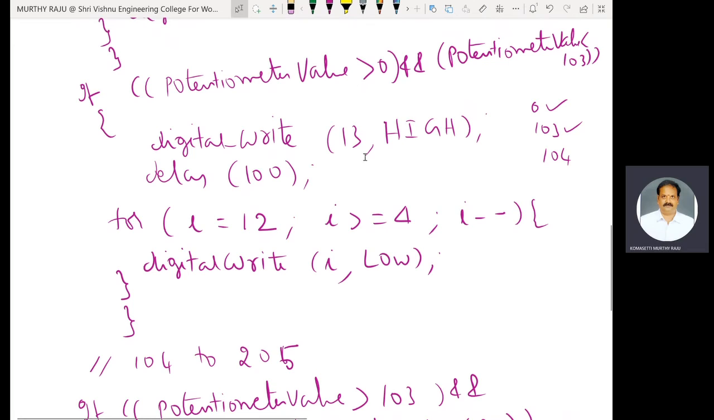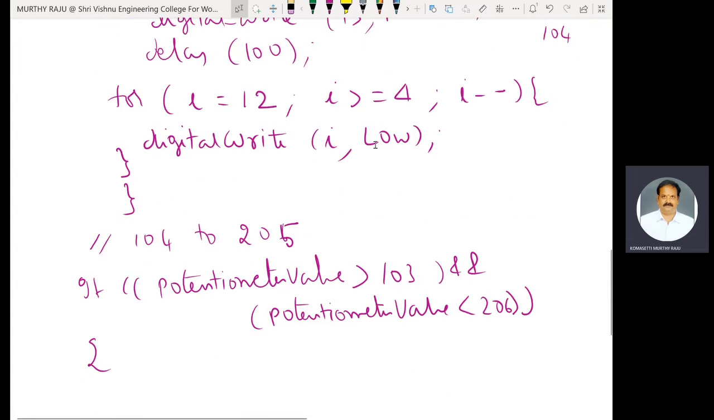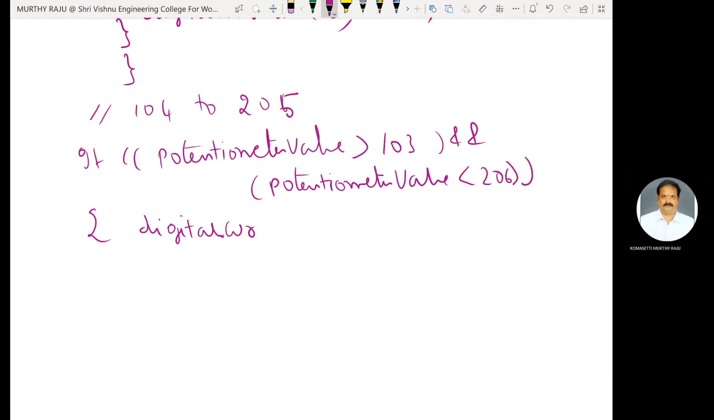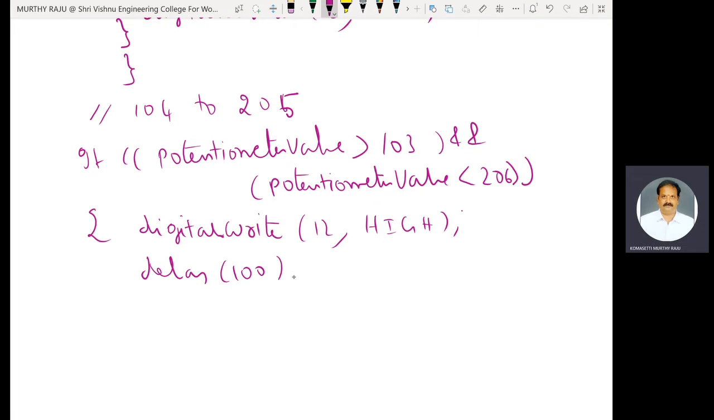Already the 13th pin is high. Now the 12th pin is in high condition. Therefore, we use digital write. The 12th pin is in high condition. Delay 100 milliseconds. Again, the 13th is completed, the 12th is completed.